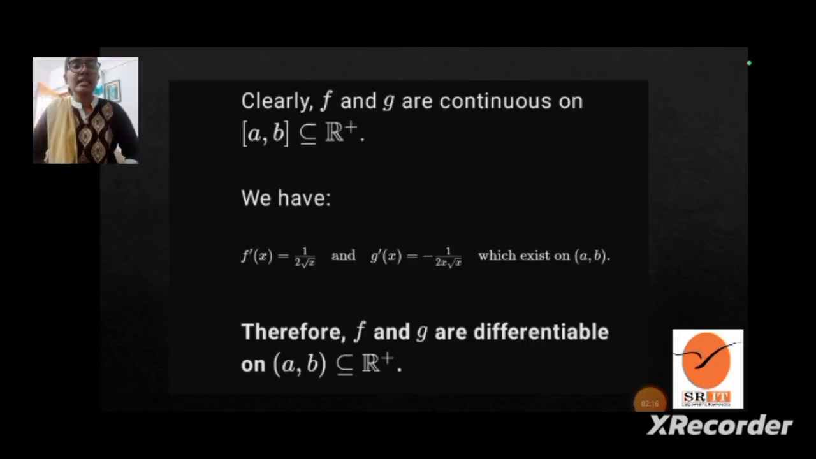Now clearly we can see that f and g are continuous on the closed interval [a, b], which belongs to the positive real numbers, and we have f dash of x equals 1 upon 2 root x and g dash of x equals minus 1 upon 2x into root x, which is x to the power 3 by 2, which we have discussed in a previous slide, which exist on the open interval (a, b). Therefore, f and g are differentiable on the open interval (a, b), which belongs to the positive real numbers.